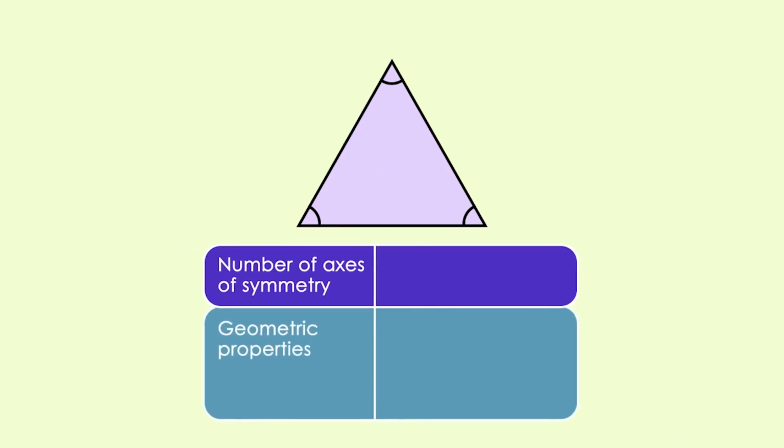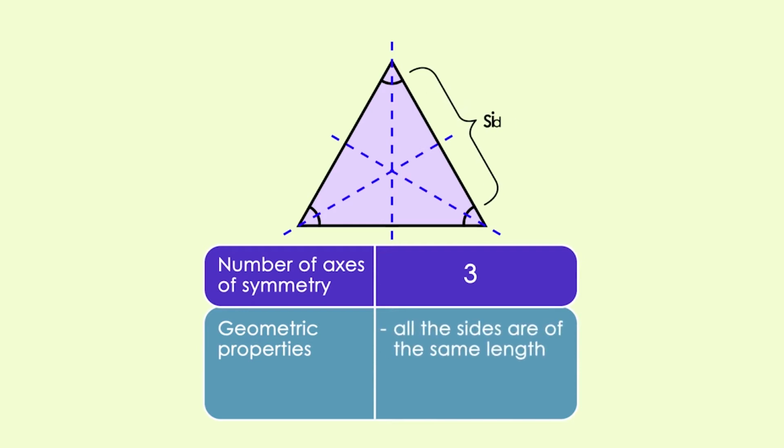Here is a table that summarizes the information. As you can see, the number of axes of symmetry is 3 and all the sides of the triangle are the same, which means each angle is 60 degrees. Hence, this is an equilateral triangle.